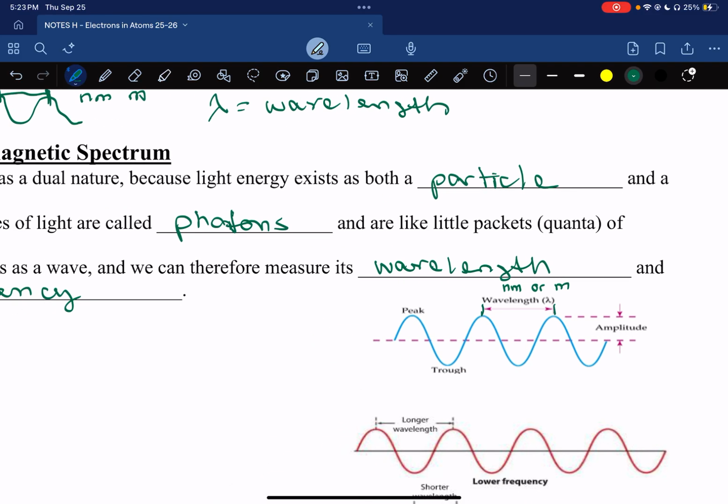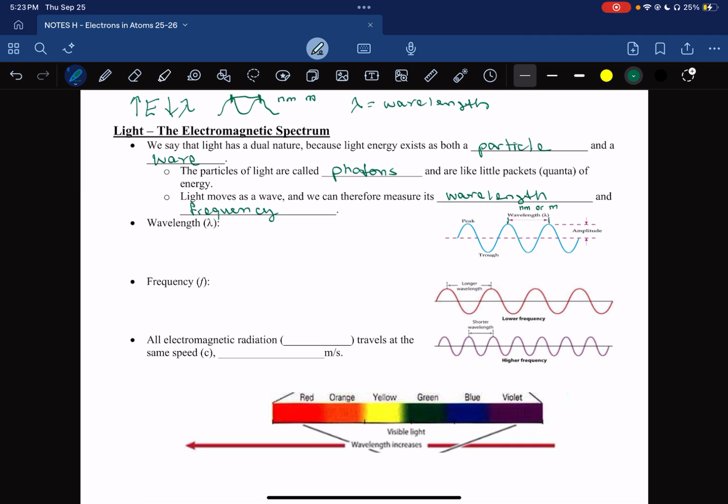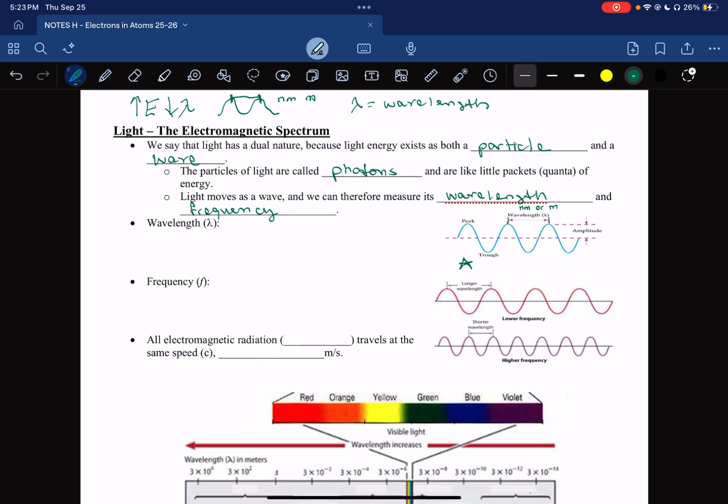Nanometers or meters. Something to keep in mind, really just for the future. In chemistry, we often measure wavelength in nanometers. However, our formulas sometimes require that we convert it to meters. If that's the case, our conversion factor is that 1 nanometer is equal to 1 times 10 to the negative 9 meters.